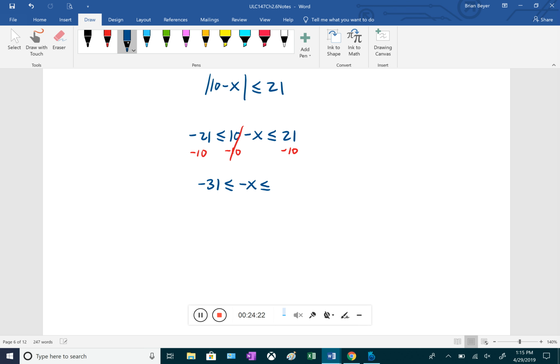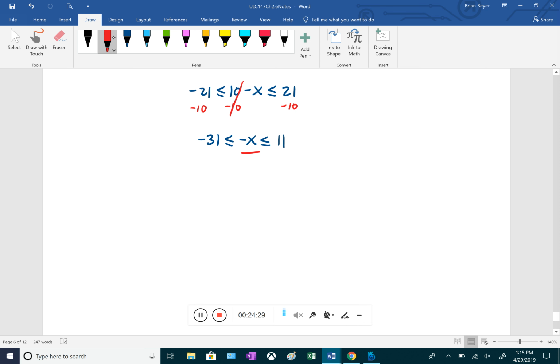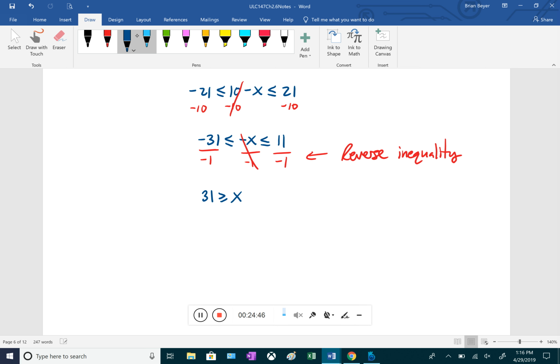Now we have to get rid of that negative on the x, so we can divide everything by negative 1. When we do that, we have to reverse the inequality because it's dividing by a negative. So negative 31 divided by negative 1, we get positive 31. We have to reverse all of these inequalities, so instead of less than or equal to signs, we have greater than or equal to signs. 11 divided by negative 1 is negative 11.